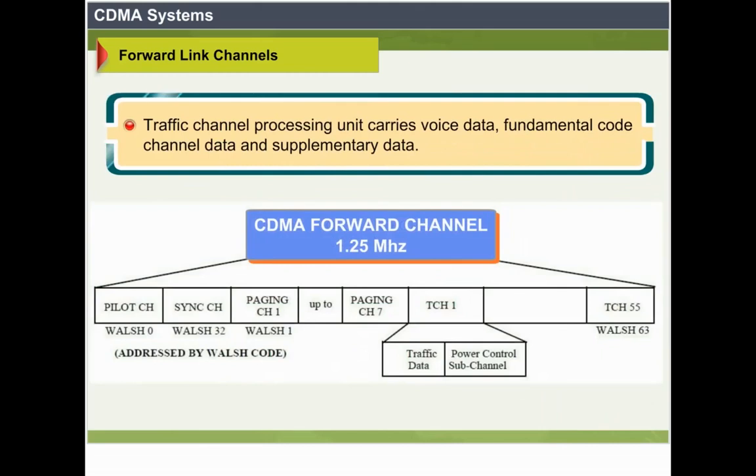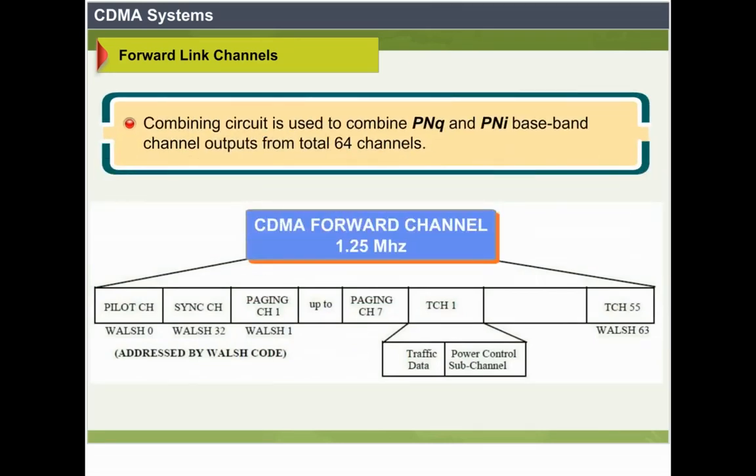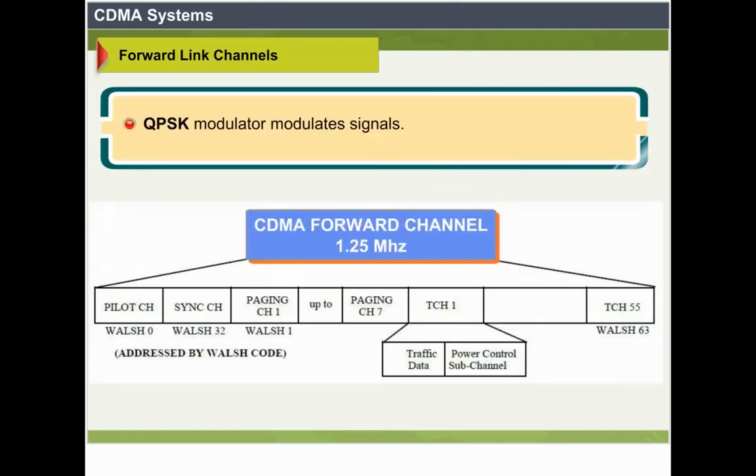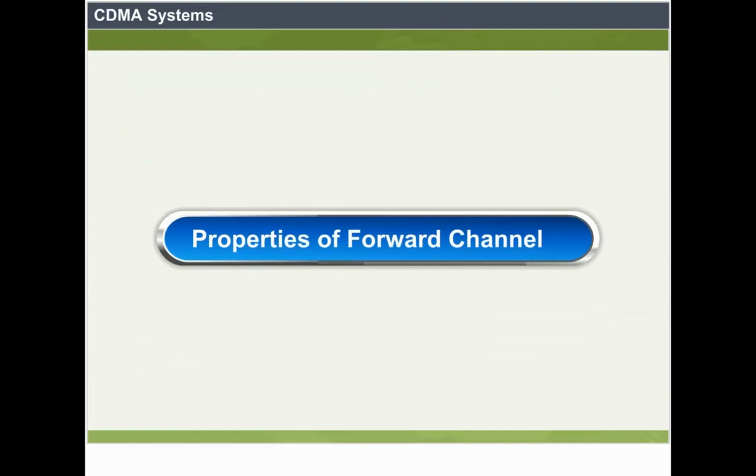The traffic channel processing unit carries voice data, fundamental code channel data, and supplementary data. A combining circuit is used to combine PNQ and PNI baseband channel outputs from a total of 64 channels. A QPSK modulator modulates the signals.